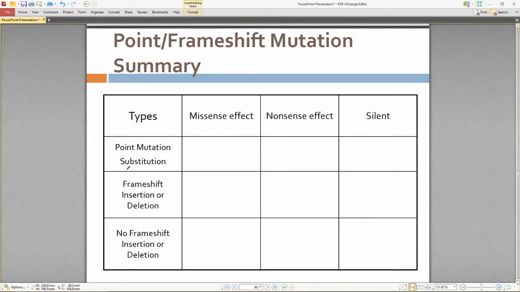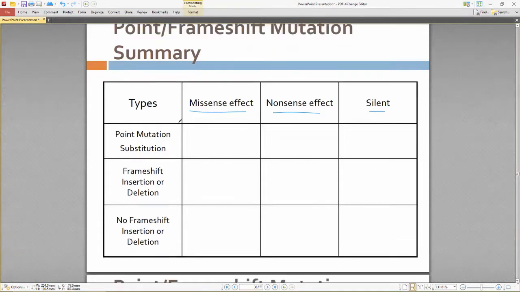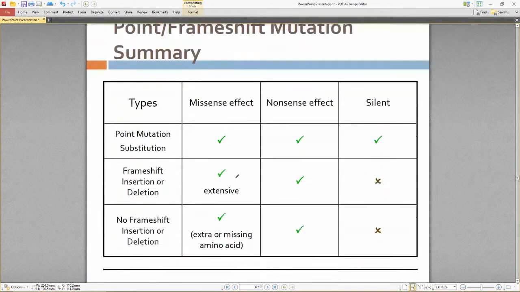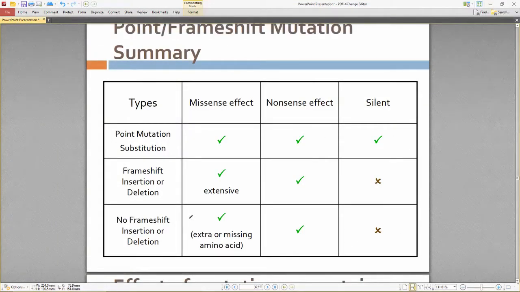Alright, so remember, there's a difference between the types of mutations, so point mutation, substitution, frame shift, insertion, deletion, or no frame shifts, and the effects that they have on your polypeptide, and further down the line, the effects that will have on protein function. So just because you have missense doesn't mean that your protein will go from functional to non-functional. It can have a negative effect, it can have a neutral effect, it can even have a positive effect.